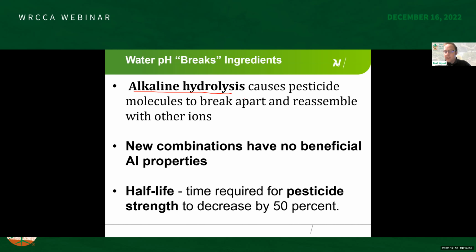So we can measure this. We call it half-life. Every crop protection product that has to go through the EPA has to measure their half-life, because it's a way that the active ingredient dissipates in the environment. So the environmental fate data, we can look at that data to say, how much time does it take in this alkaline pH for the strength of the product to be reduced by 50%? So how many days, how many minutes, how many hours? There's a wide range of times here.